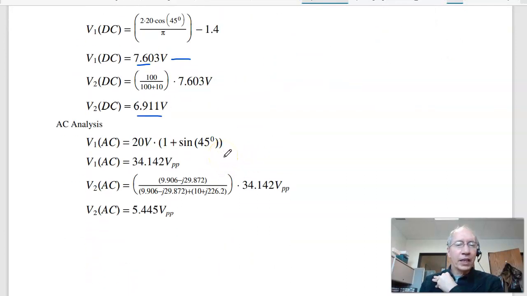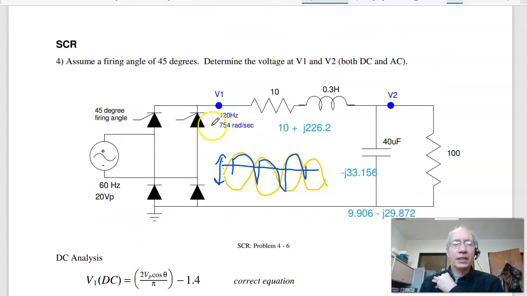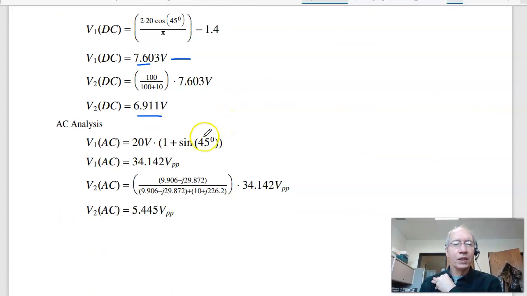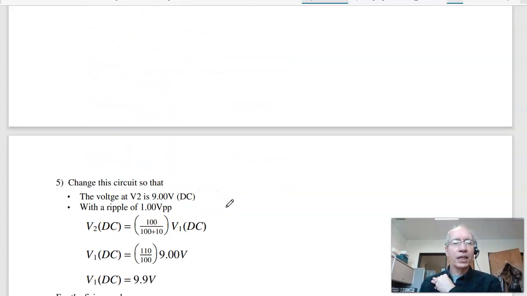The voltage at V2 then is at 120 hertz. Find the impedance of the inductor. Find the impedance of the capacitor, minus J33 ohms. Put these in parallel, 9 minus J29 ohms. Then it's R1 over R1 plus R2, a voltage divider, times V1. So it's R1 over R1 plus R2 times the input voltage, which gives you the voltage of V2, 5.4 volts peak to peak. We'll check that a little bit later.